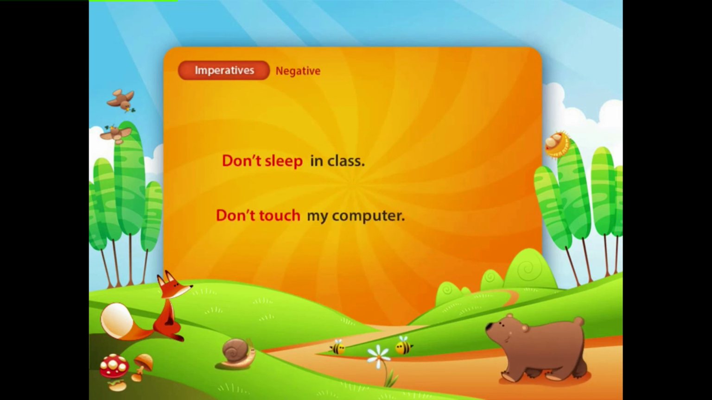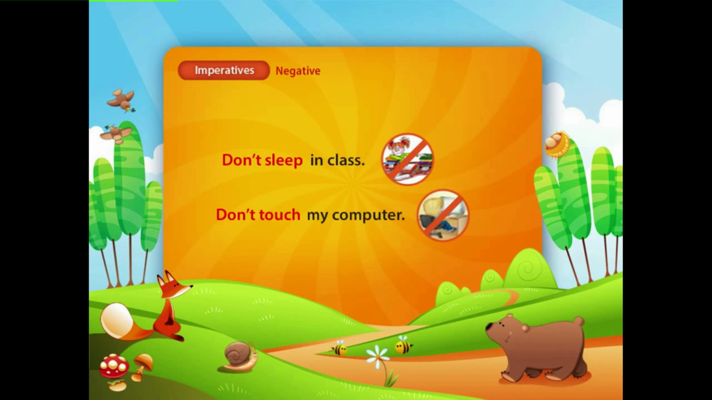A negative imperative is used to tell a person what not to do. You put do not or don't before the base verb. Let's take a look at the examples. Don't sleep in class. Don't touch my computer. Since imperative sentences are always from you to the person you are talking to, we do not use the subject, you.